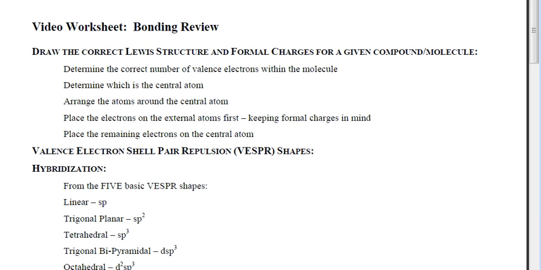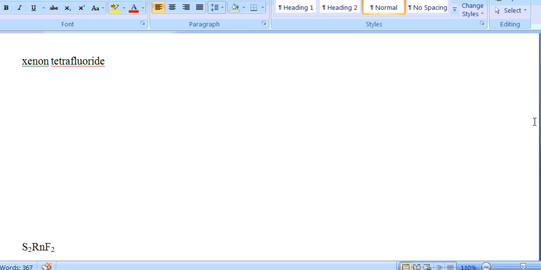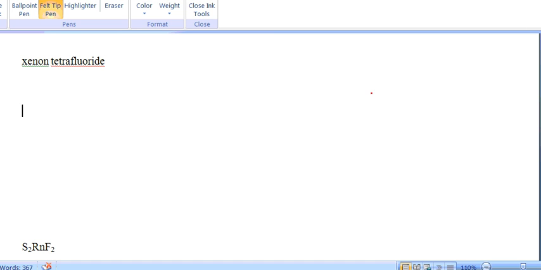Alright, we'll continue on with the other examples here, starting off with the Xenon Tetrafluoride. Since it is in word form, it's probably not a bad idea to go ahead and write out the formula for this. So Xenon, Xe, tetrafluoride means that we have 4 fluorines.